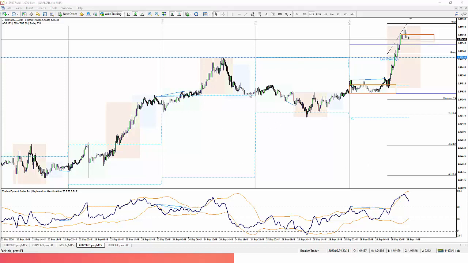Anyway, moving on. So basically that's it. That gives you an overview of the indicator on the dashboard.